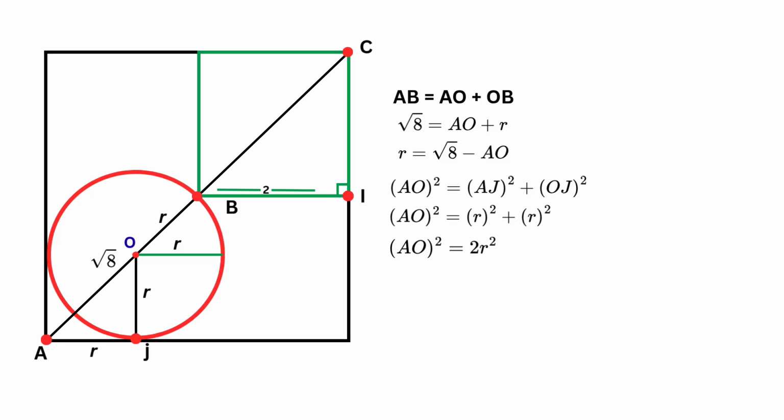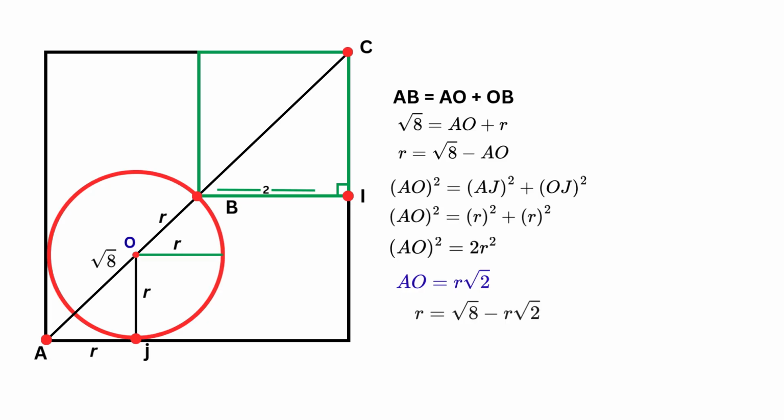Taking the square root on both sides, AO equals square root of 2R square. After simplification, we get AO equals R times square root of 2. Now, we substitute AO equals R times square root of 2 back into our earlier equation: R equals square root of 8 minus R times square root of 2.